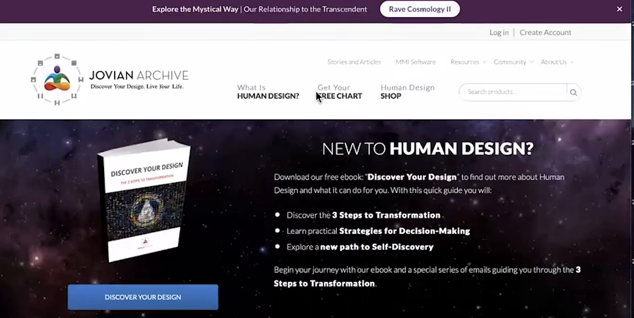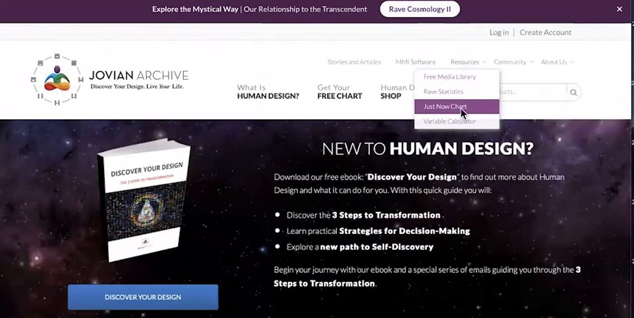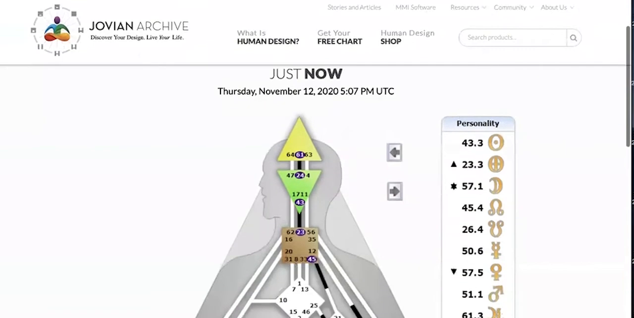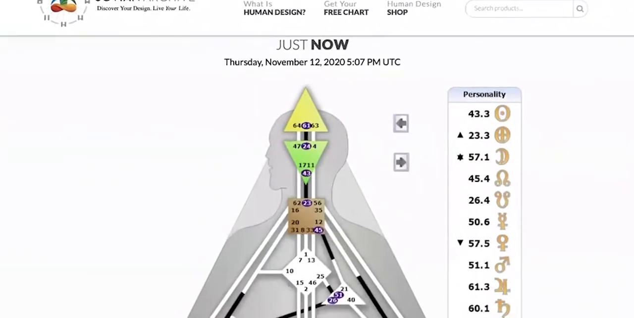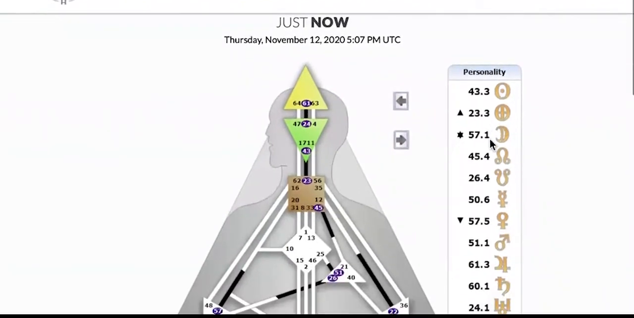So the lunar strategy, tips on moon journaling, starting with this new moon is the question. Okay, yeah, that's a good question. So if you go to jovianarchive.com and go to the Just Now chart, I would track that. I would have a calendar. All right, go here, Jovian Archive, go to Just Now chart. Okay, so if it were me, I would have a little journal. We know that this is the moon.